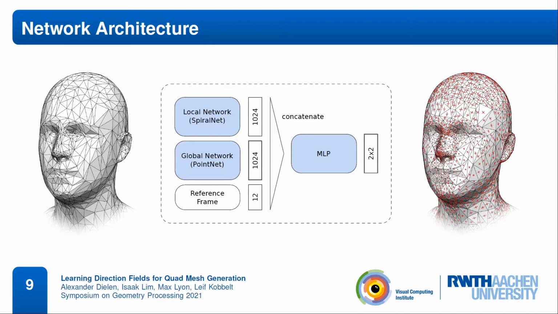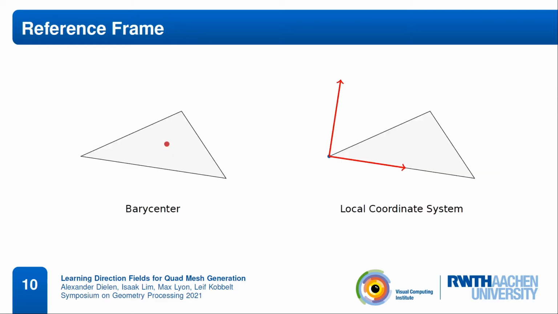Now, the reference frame serves two purposes. On the one hand, it contains the barycenter of a given input triangle, which allows the network to extract relevant information from the global feature vector. On the other hand, the reference frame also contains a local coordinate system in which the two output directions should be expressed.